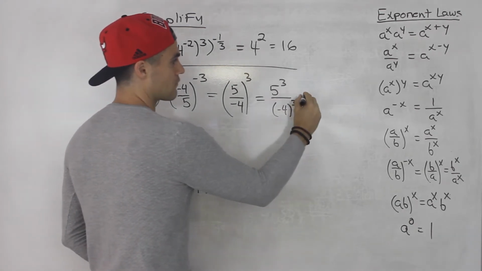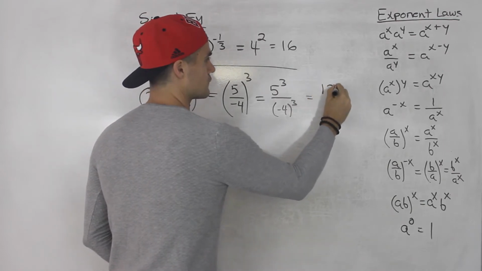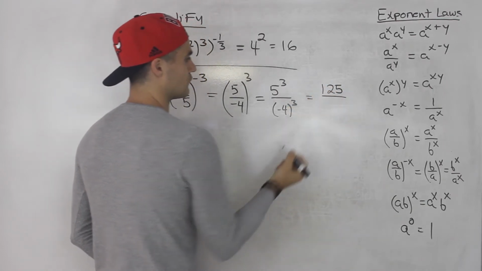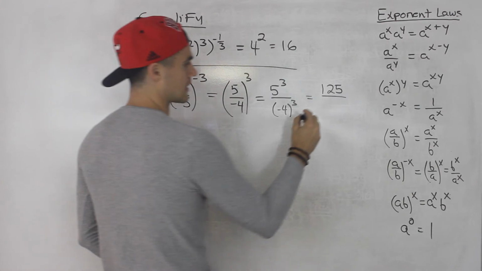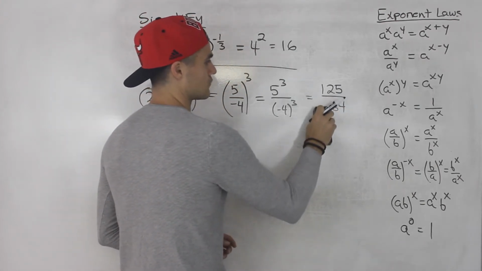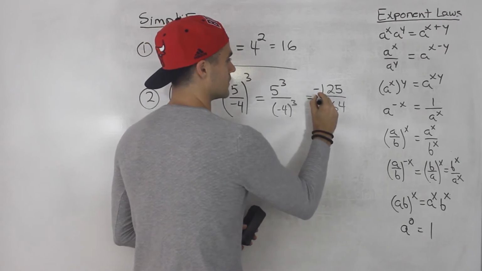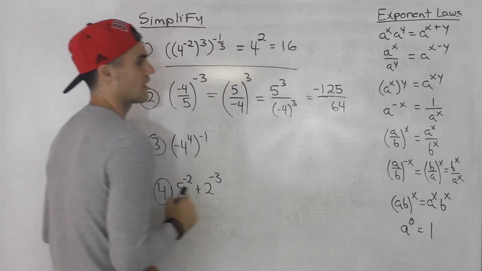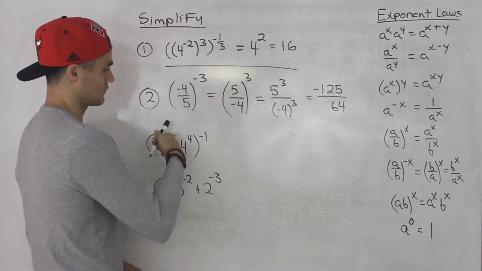So 5 to the power of 3 is 125. And then negative 4 to the power of 3 is negative 64. And then this negative we could just put up top. So negative 125 over 64 is the answer for number 2.